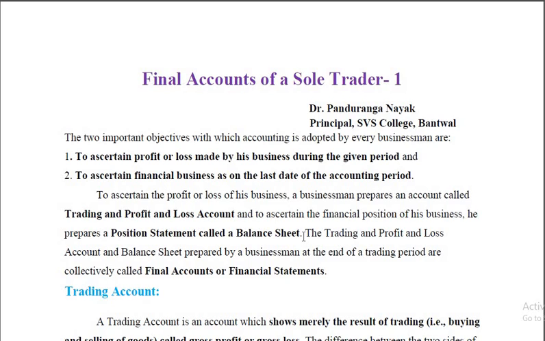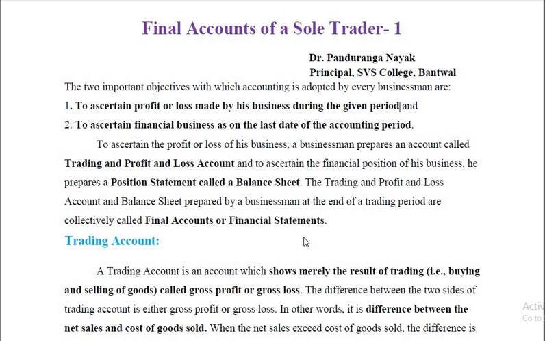The trading and profit and loss account and balance sheet prepared by a businessman at the end of the trading period are collectively called final accounts or financial statements. Why are they called final accounts or financial statements? They are prepared at the end of the accounting period to know the profitability position as well as the financial position. Therefore, they are called final accounts or financial statements.